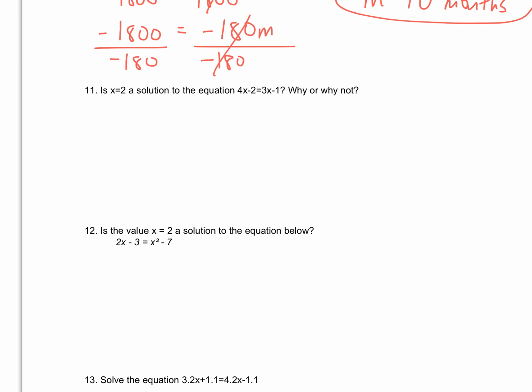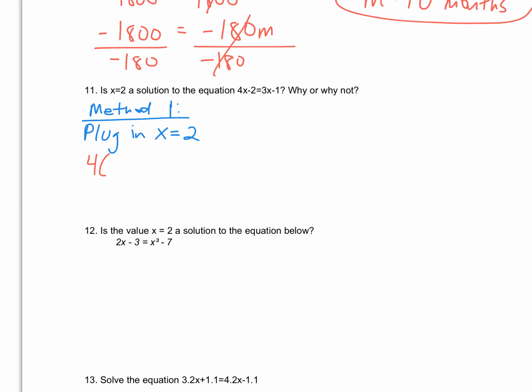Okay, number 11, is x equals 2 a solution to the equation? Why or why not? So when I get one of these, there's two methods you can do. Method 1 is we can just plug in x equals 2. So let me do that method.